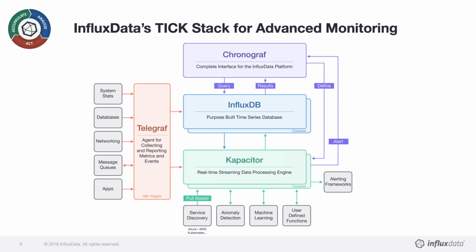And as those metrics and events happen, Telegraf reads them, creates those data points, and sends the data over to InfluxDB, which is the purpose-built time series database. We have built this database from the ground up to handle time series data. And this database is specifically for time series only. You cannot store relational or other types of objects. It's all about time series.